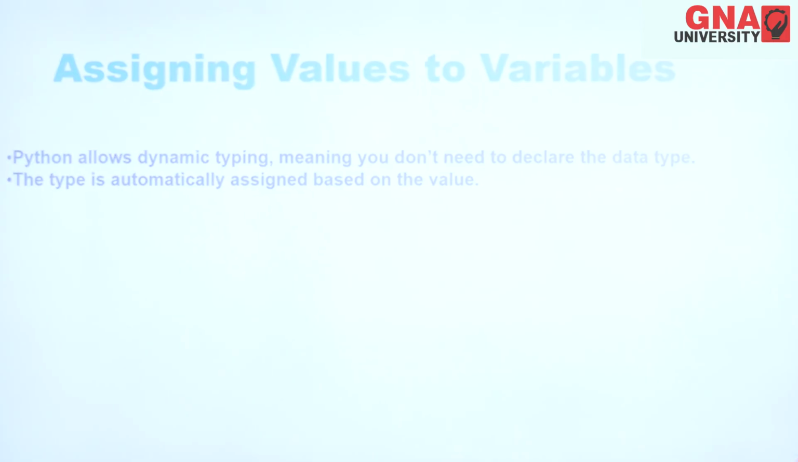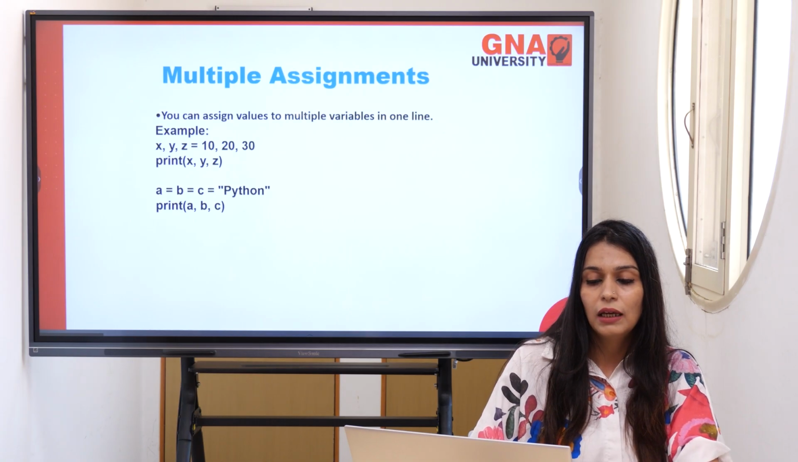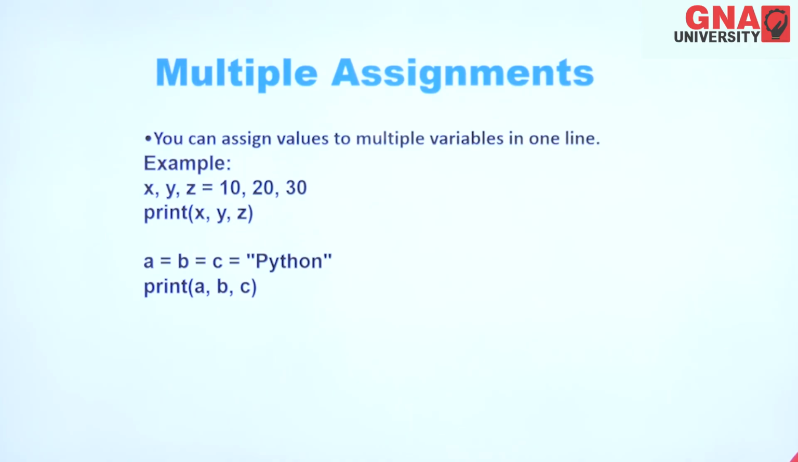We can also assign multiple variables the same value, like a = b = c. These three are different variables and we give one value to them, like "Python" in double inverted quotes. It means that it is a string type and we give this value to a, b as well as to c. And if we write x, y, z = 10, 20, 30, it means we give 10 to x, 20 to y and 30 to z.